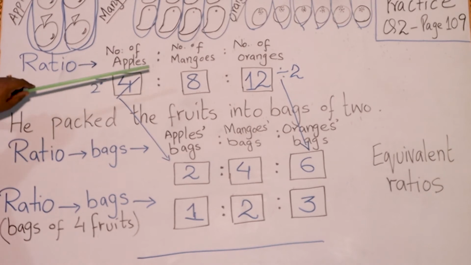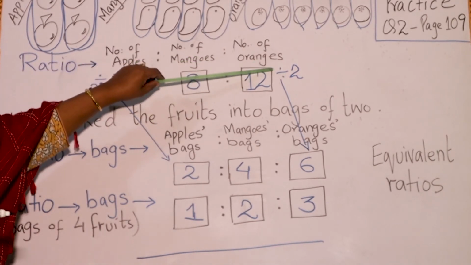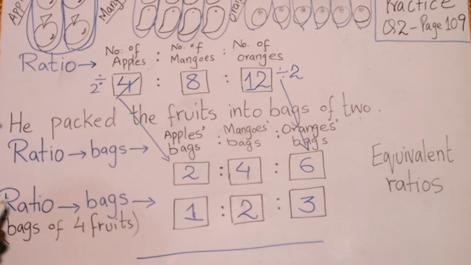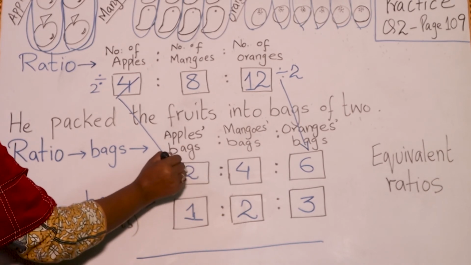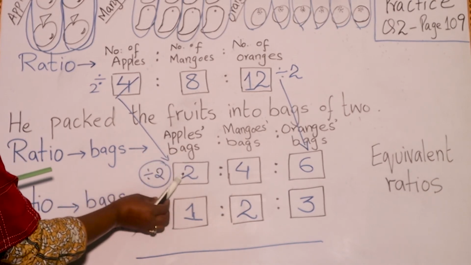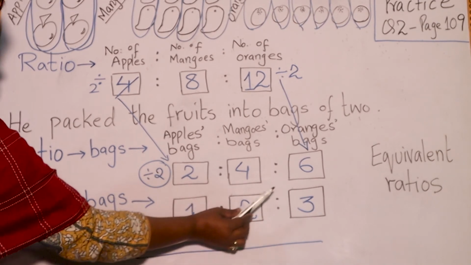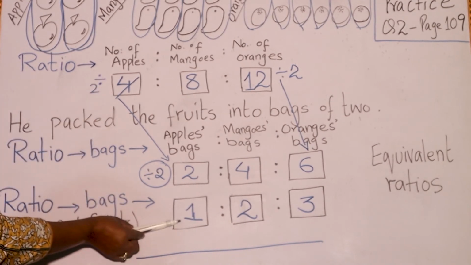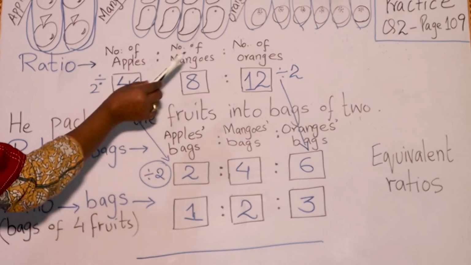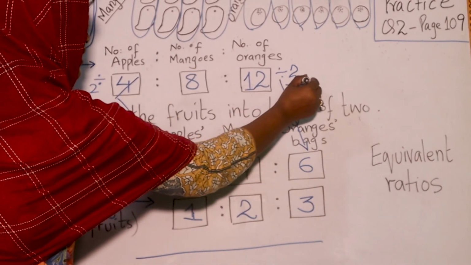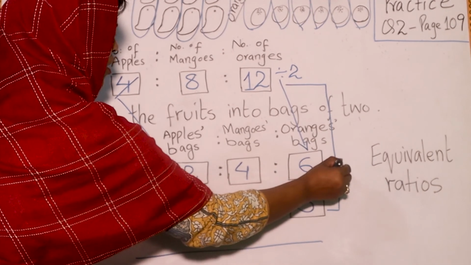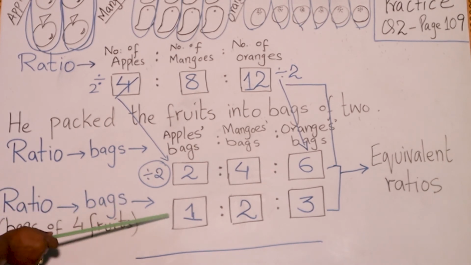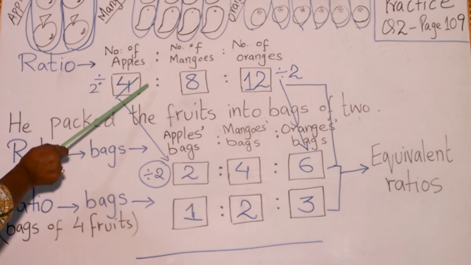So after dividing 4:8:12 by 2, we get 2:4:6. Similarly, if we divide this ratio by 2 again, we get 1:2:3. So from the very first ratio to the final ratio, we divide the numbers. All these three ratios are called equivalent ratios because we get the final ratio by dividing the first ratio.